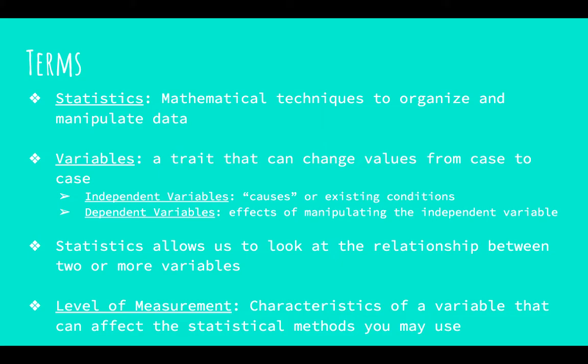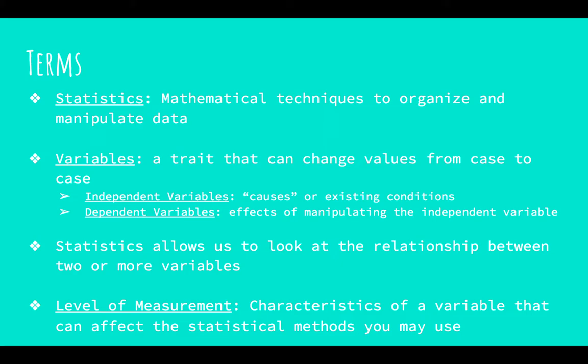So variables are traits that can change values from case to case. So case to case means whoever is being studied, right? Usually people, but sometimes you can look at statistics and the case could be a country, right? You can look at statistics by country. Or if you're going to do a study of the New York City subway system, right? You might want to look at the variables for each subway station, right? So then in that case, the subway station becomes the case.